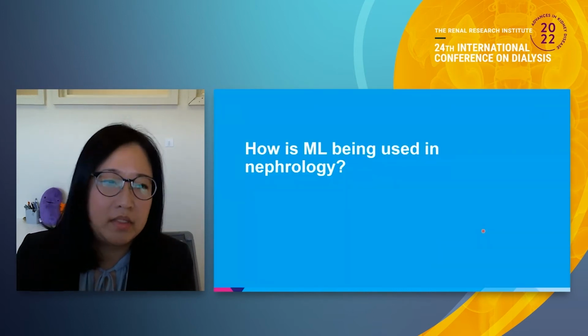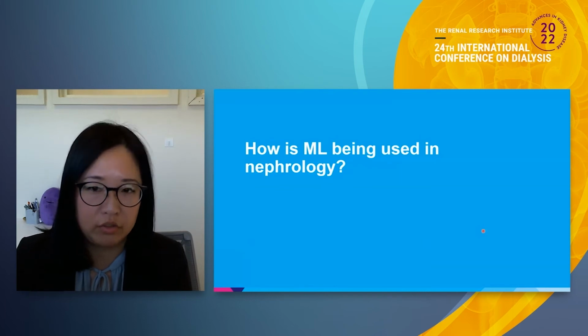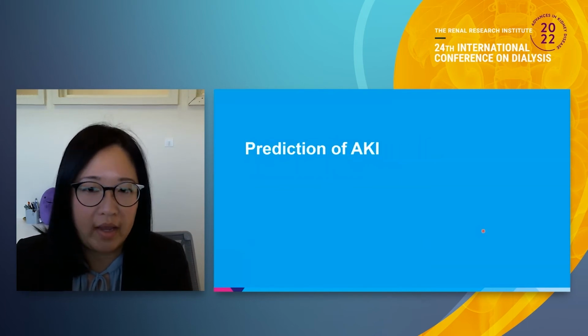So what has already been done using ML in nephrology research? Prediction of AKI has been really extensively looked at.